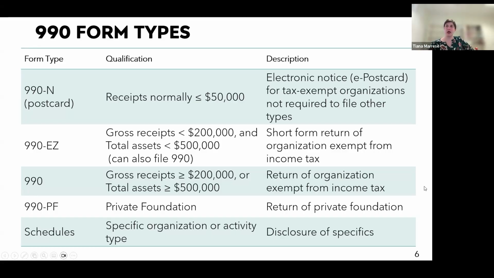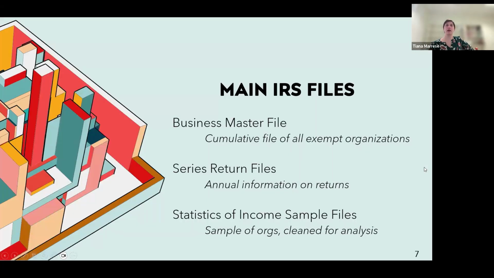So given these 990 forms, the IRS compiles three main data files. The first is this business master file. This is a cumulative file of all exempt organizations within the United States. This is a running list that allows people to keep track of all of the organizations that the IRS deems as tax exempt at the time in which they compile this information.